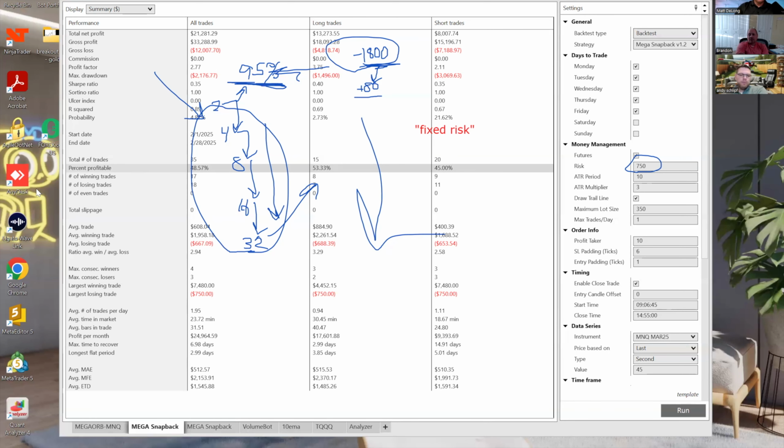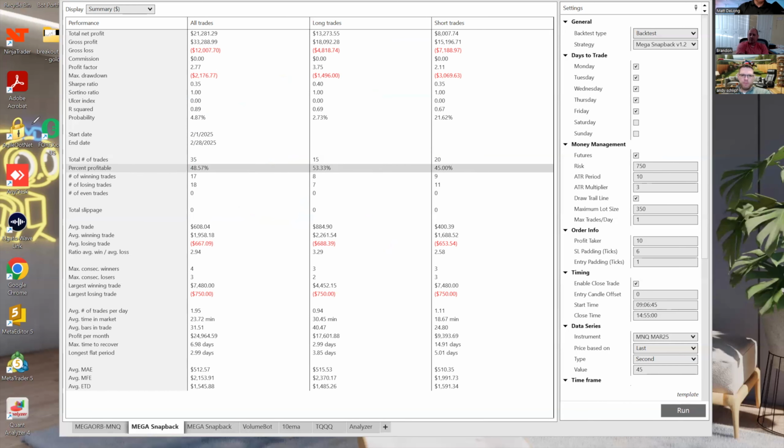Does that make sense? So that's why on days like today we have fixed risk. That's why today fixed risk makes sense, right? But here's what I want you to get. How do you know if it's fixed risk without being told? Well, look at how much our largest losing trade is, 750. Fixed risk. What is our largest winning trade? Almost 10 times that, right?